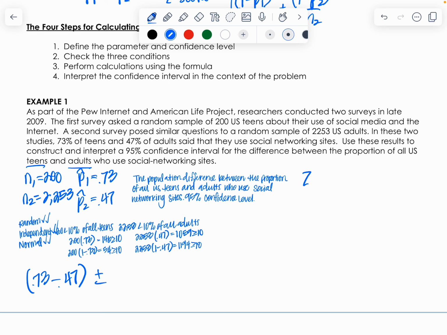Now to find that z-score, remember we're going to use our normal distribution where we've got negative z and positive z and 0.95 in the middle. And so when we go to inverse norm, we're going to put 0.95. Keep that on the center. Or if you need to, 0.025. And we get 1.96. And, well, negative and positive.